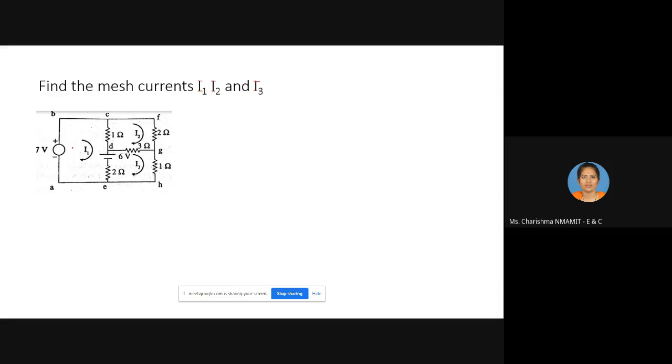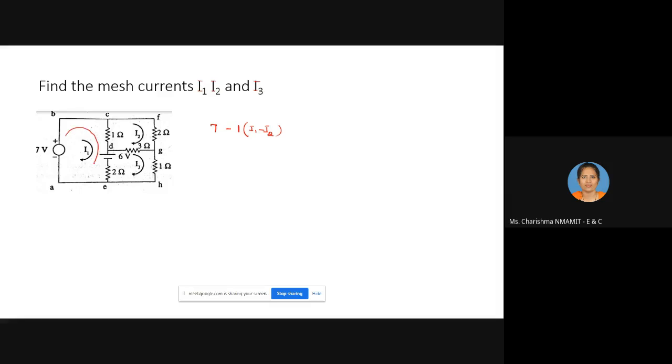When you write the equation for the first mesh, it is minus 2 plus 7. Through this branch CD, the current flowing is I1 and I2. So it is minus 1 into I1 minus I2. Got it?